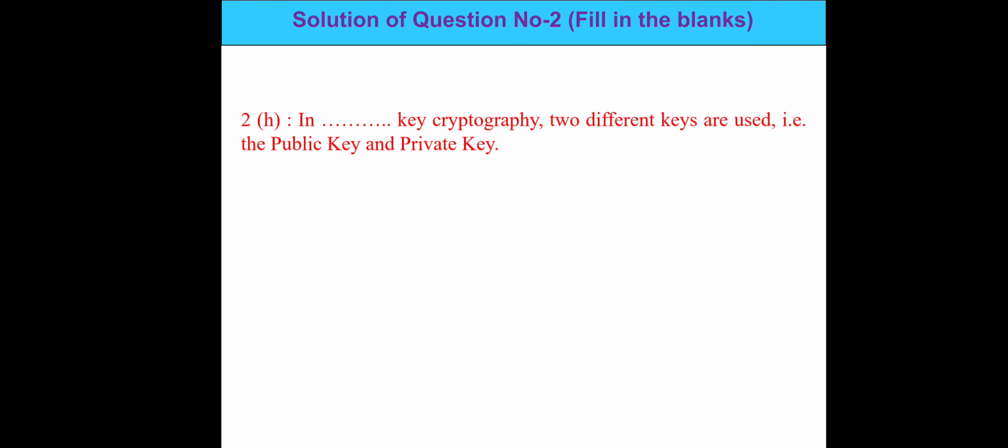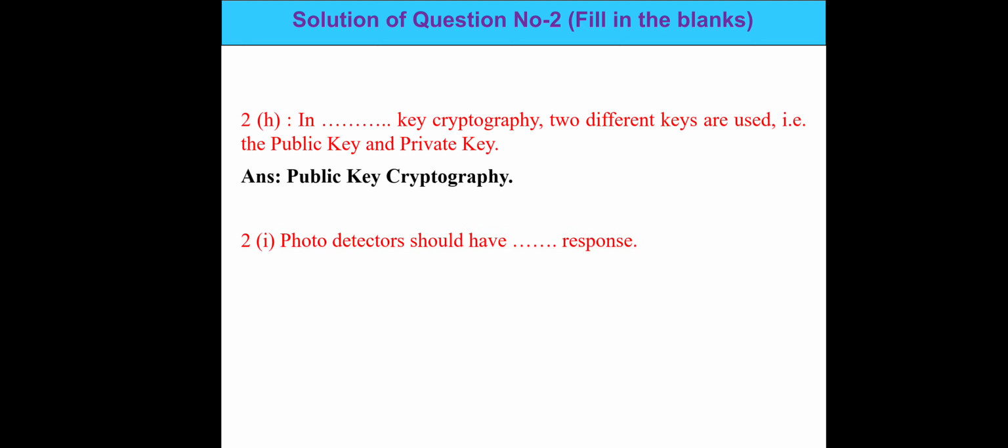Next question is, in dash key cryptography, 2 different keys are used, that is public key and private key. In public key cryptography, 2 different keys are used, that is public key and private key. Photo detector should have dash response. Photo detector should have fast response. This is one of the characteristics of photo detectors.